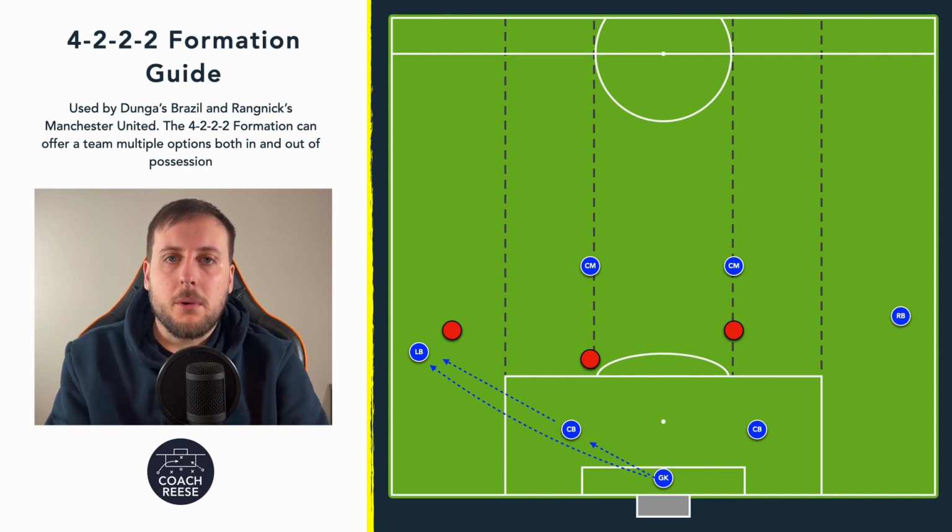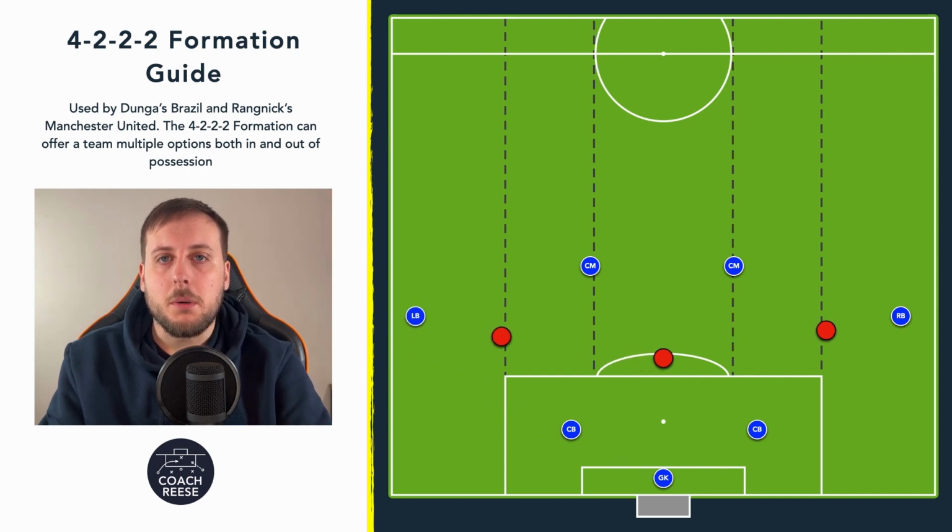And if we think about pressing triggers, a backwards pass is an opportunity for the opposition to press. So what we often see with the 4-2-2-2 is that a pass into a fullback will be targeted by the opposition press. This doesn't mean that we can't play into the fullback, but the better way to go to the fullback is to still go through the double pivot.